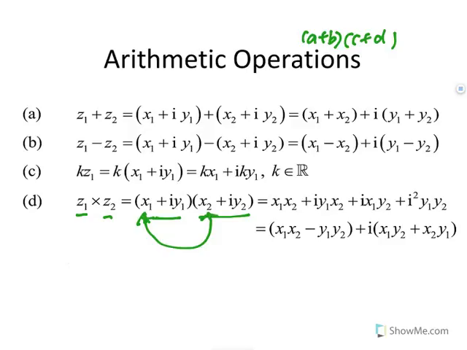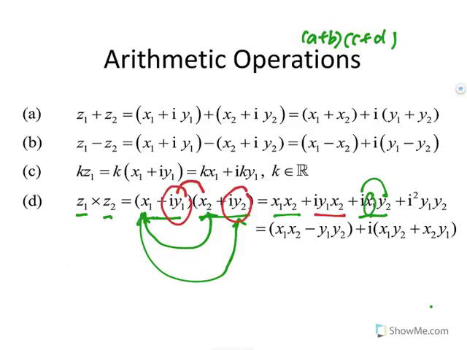x1, x2. Okay, that's all. Distribute x1, iy2; x1, iy2. Okay? Next portion, iy1 to x2. Okay? Last portion, you can see that iy1 and iy2 will give you i squared.